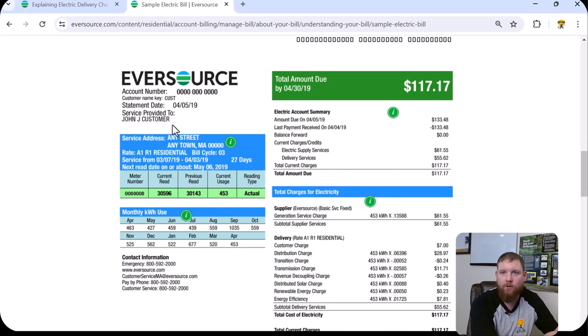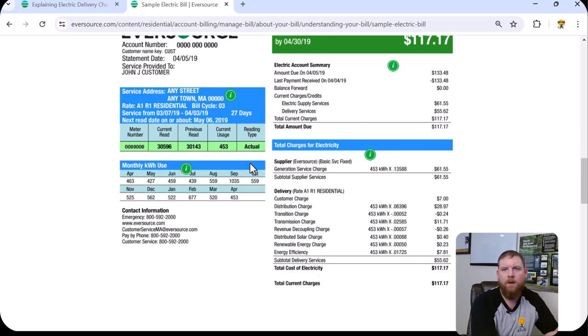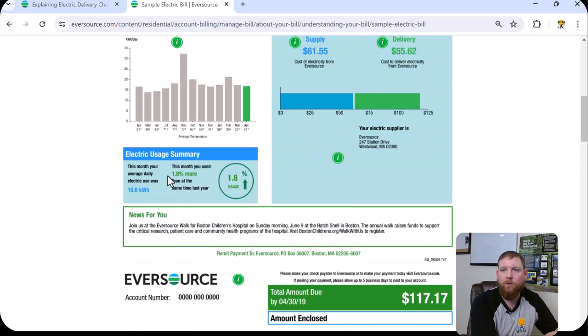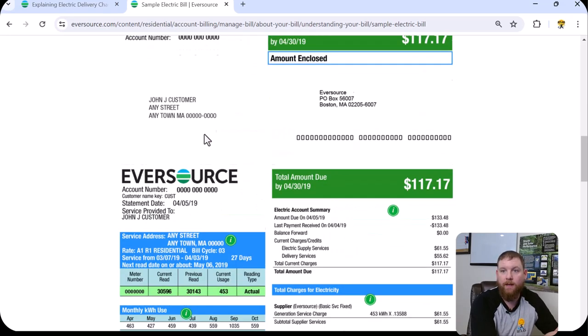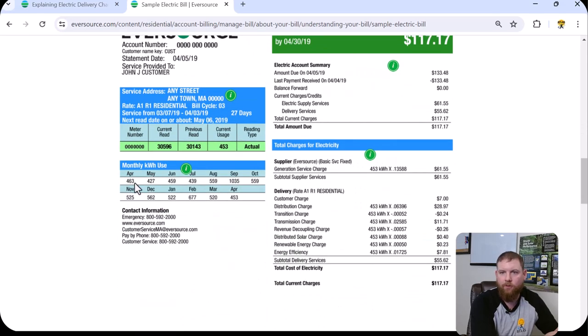It's going to have, again, your account information here, and then it gets into the more nitty-gritty of the data: your energy meter, your previous read, your current read. Basically they take the difference between these two numbers, and that's your actual usage number for this billing period. Below that, it has the similar graph that we saw up here on the first page, but it's more data driven.